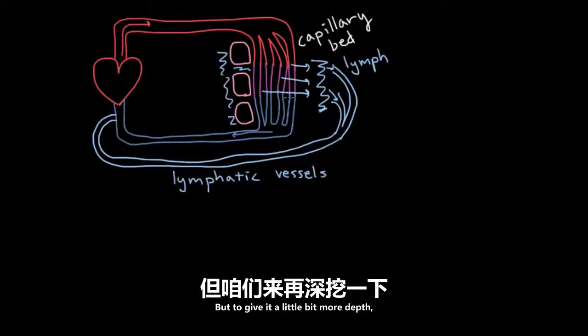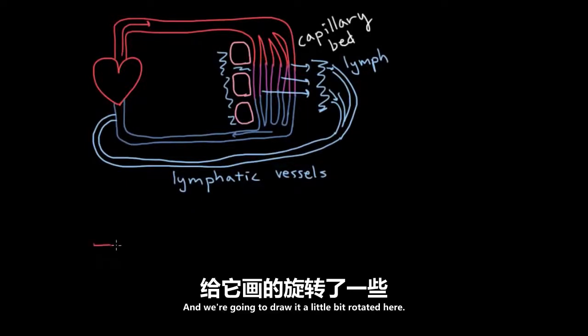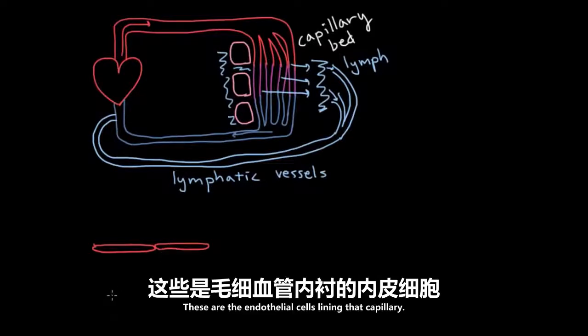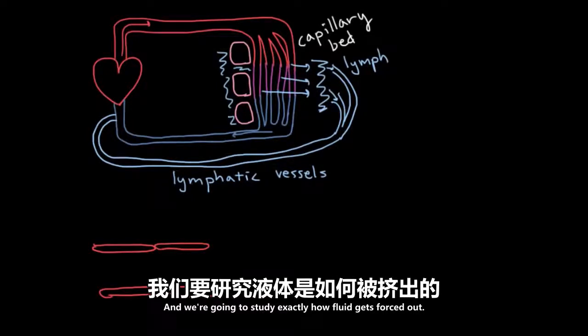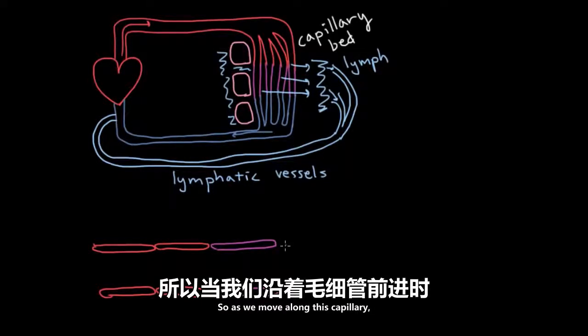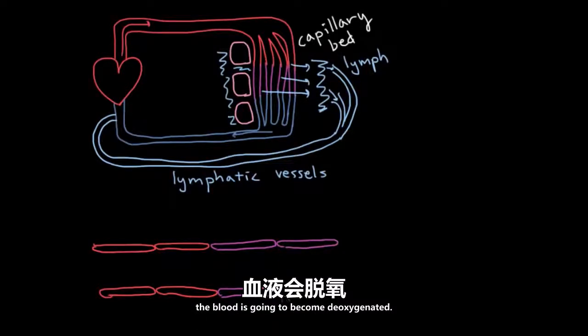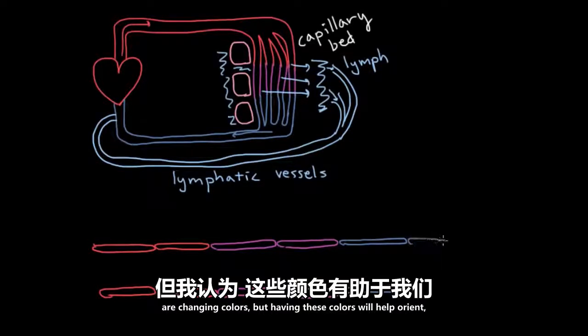But to give it a little bit more depth, let's take one of these capillaries and we're going to zoom in and we're going to draw it a little bit rotated here. Hope that doesn't throw you off. These are the endothelial cells lining that capillary. And we're going to study exactly how fluid gets forced out. So as we move along this capillary, the blood is going to become deoxygenated, and so I'm drawing the changing colors, even though, in reality it's not the endothelial cells that are changing colors, but having these colors will help orient, I think.